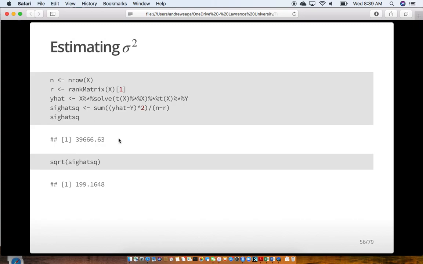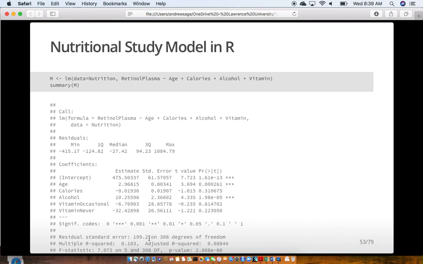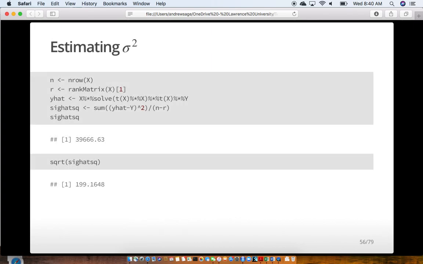And I calculate sigma hat squared and take the square root to get my estimate sigma hat, which again, notice matches what you see in the residual standard error place in the LM output. So at this point, we're now able to calculate the entire first column in our coefficient table, as well as the residual standard error. Soon we'll talk about how to calculate the second column, and after that we'll be able to produce this entire table without relying on the LM command in R. We'll end our first video there.